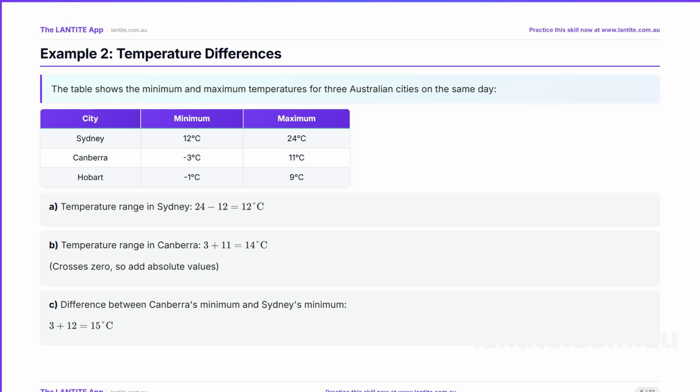B, the range in Canberra. The minimum is -3, and the maximum is 11. Since they are on opposite sides of 0, we add the absolute values. 3 plus 11 equals 14 degrees. Part C, the difference between Canberra's minimum of -3 and Sydney's minimum of 12. Again, opposite sides of 0, so 3 plus 12 equals 15 degrees. Always check whether you are crossing 0.